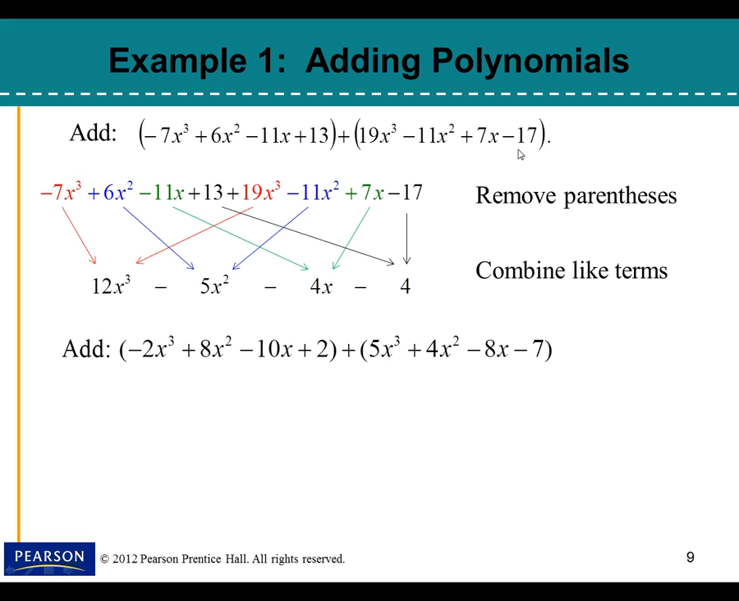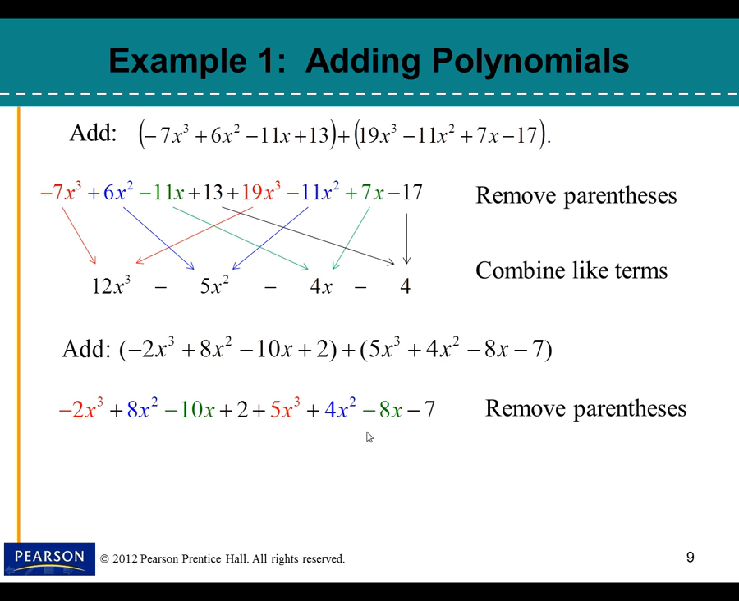So the answer to adding this is 12x cubed minus 5x squared minus 4x minus 4. So I wanted to do another example to show you that, again, we're adding, and we remove these parentheses. Again, I color coded to make it easier to see, but when we go through and combine like terms, sometimes instead of drawing the arrows, we just go through and underline, especially when we have lots of them.